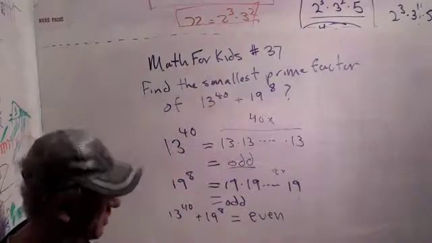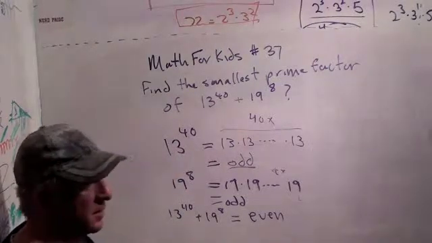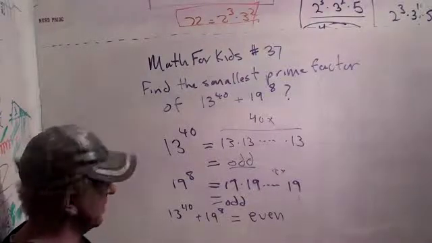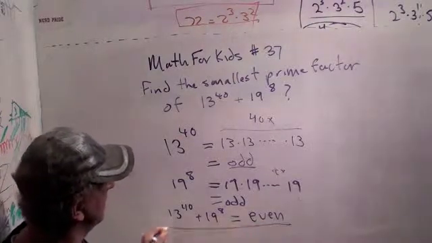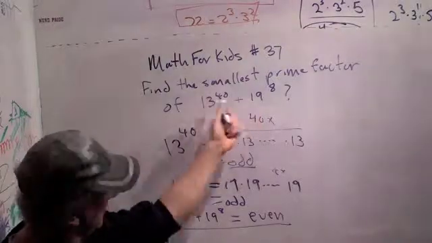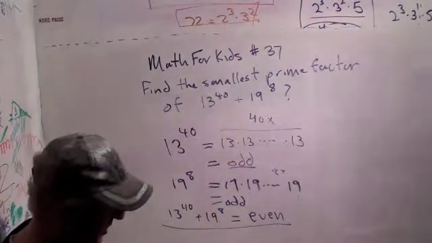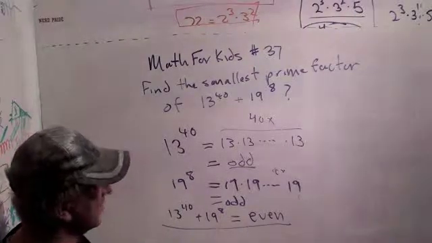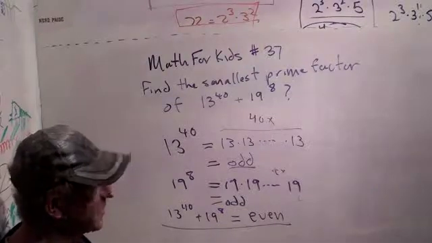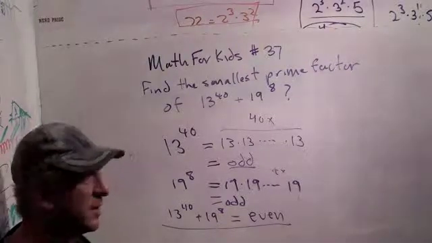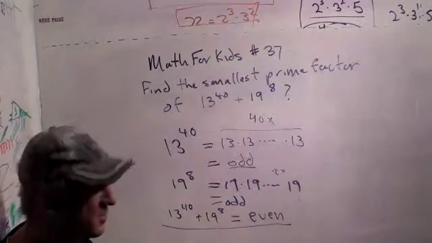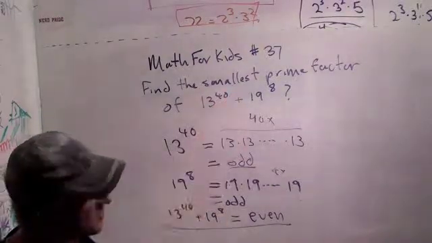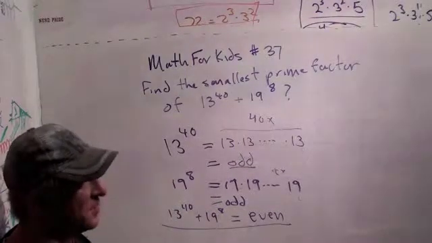So how does that help us find the smallest prime factor? That means the smallest prime factor is 2. Why? How do you know that? Because all even numbers are divisible by 2. Okay, so we had this really seemingly impossible problem, 13 to the 40th power plus 19 to the 8th power. That's a gigantic number. But one thing we could say about it, pretty remarkably, without even knowing what the number is, we knew it was divisible by 2. So the smallest prime factor was 2. How about that for a pretty neat problem?